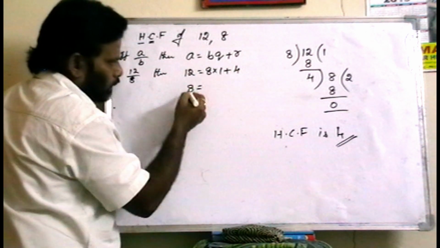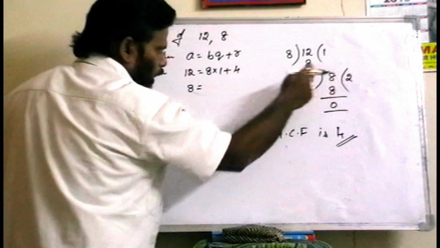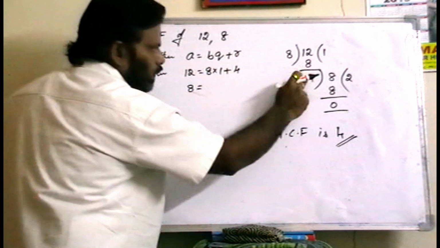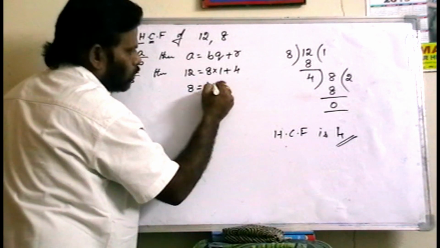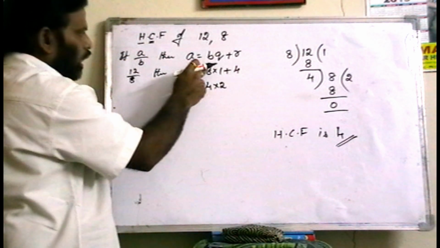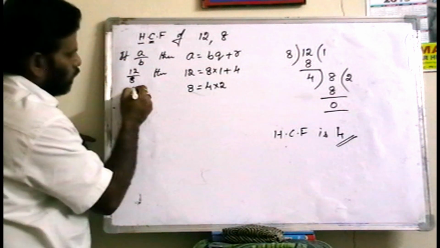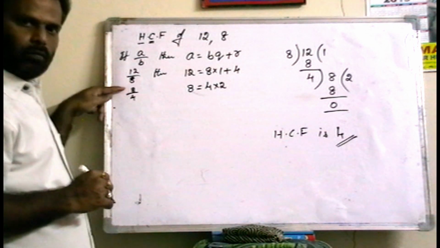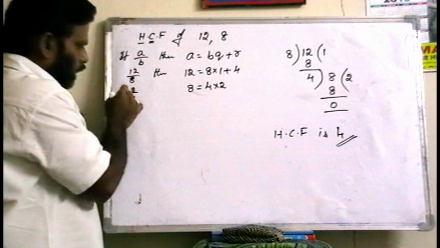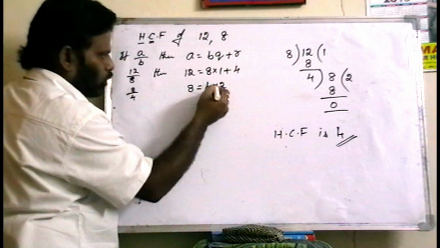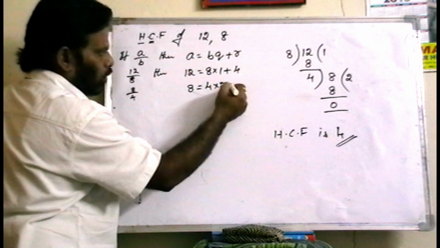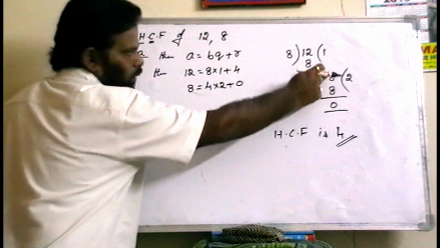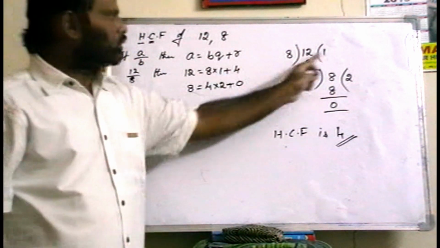That dividend 8, that means 8 divided by 4. 8 divided by 4 means dividend is equal to divisor into quotient. Here 8 is divided by 4. Now 8 is the dividend, 4 is the divisor. Dividend is equal to divisor into quotient: 4 2s are 8. Now 8 minus 8 is 0. That means 4 2s are 8.